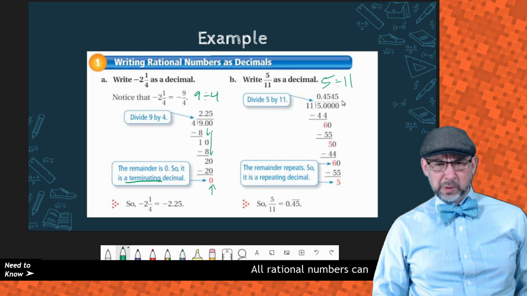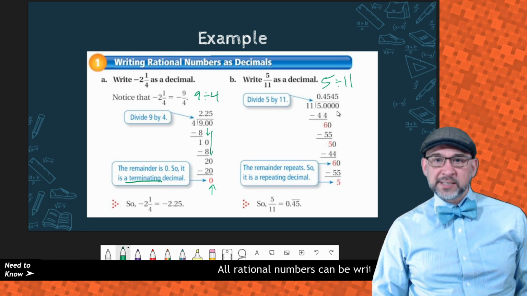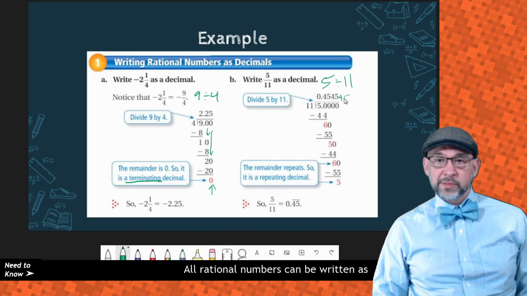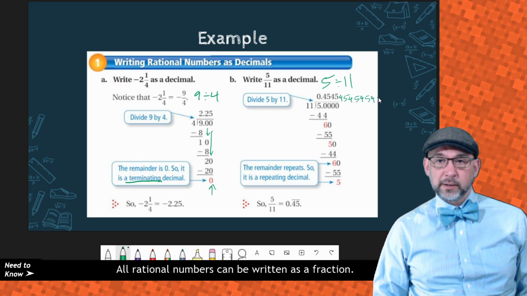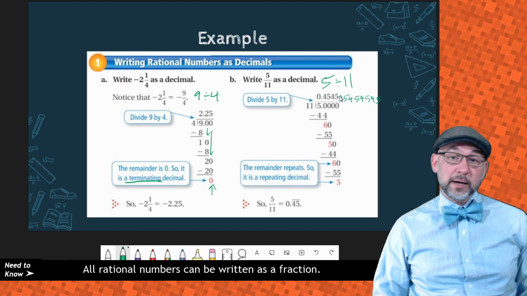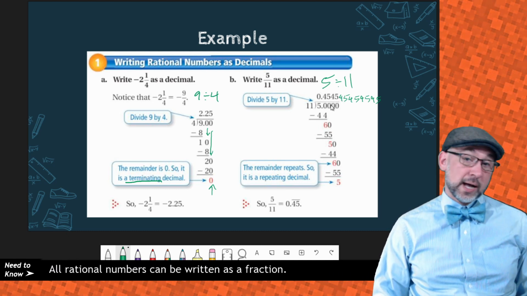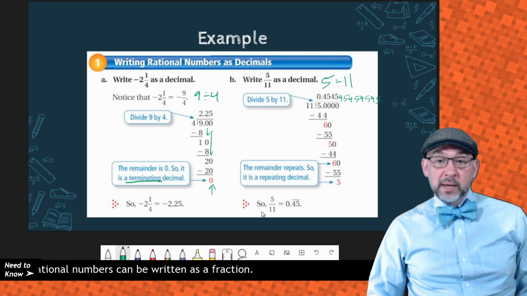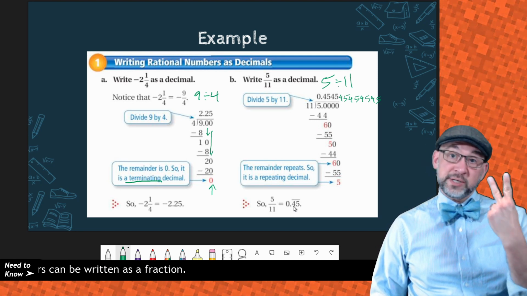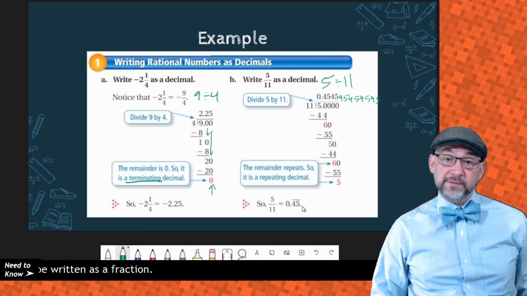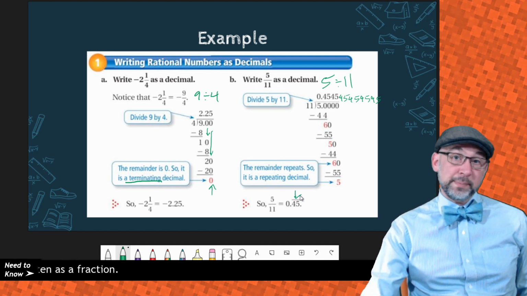And I think you kind of see where we're going. What's going to happen is that this is going to keep repeating. The 4 and the 5 are going to continue to infinity. So once you realize that, oh, I'm stuck in a repeating pattern, you can stop. In this fraction, when it's converted to a decimal, I have two digits that repeat, the 4 and the 5. So the bar goes over both repeating digits.